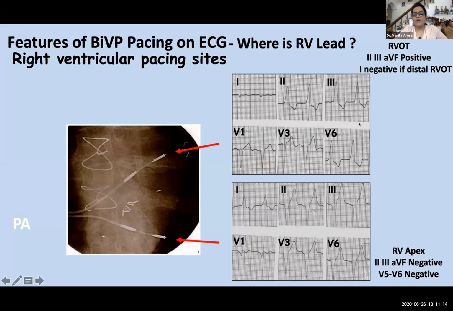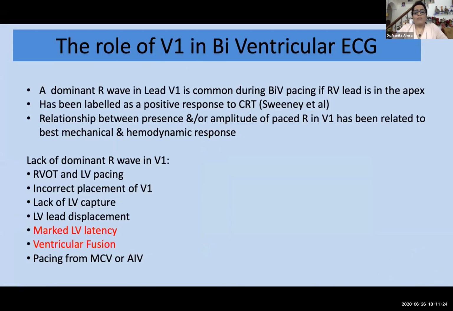And because of the placement of the lead, in case it is very distal in the RVOT, we can have lead V1 positive in these cases. So dominance of the R wave in lead 1 is very important in the post biventricular pacemaker ECG, in case the RV lead is at the apex. So this has been labeled as a positive response by Swinney et al. And the relationship between the presence and the amplitude of the paced R wave in V1 has been related to the best mechanical and hemodynamic response.